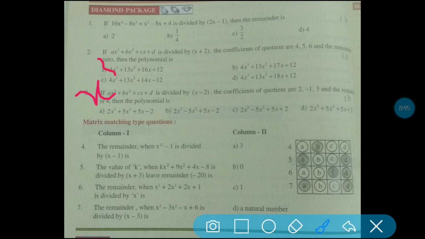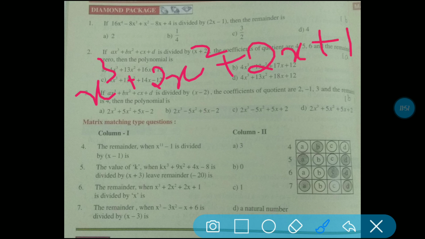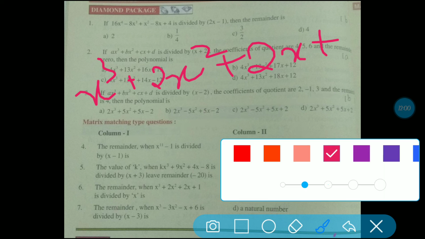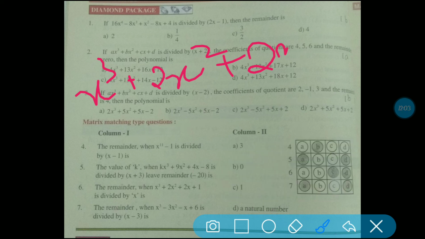Now for the sixth one, the remainder for x cube plus 2x square plus 2x plus 1 when it is divided by x only. You will divide it as it is, and then we'll get the answer, 2x plus 1. Then the answer is going to be 1. Fine. Next one we'll see. Here, if nothing is given, x is equal to 1. You will solve that. The sixth one is homework, but the answer is C.